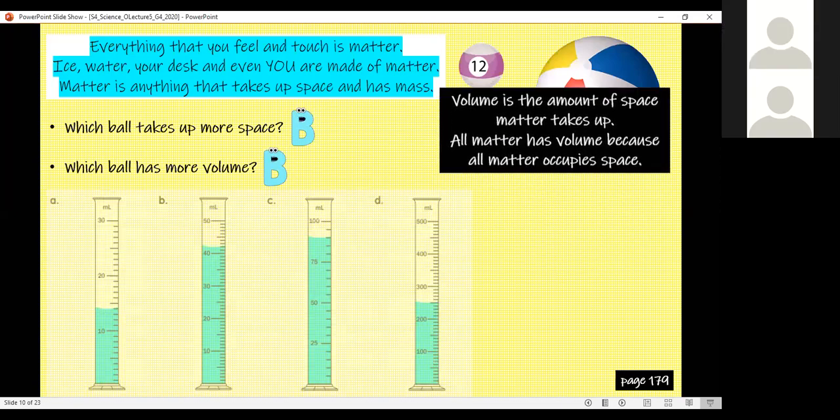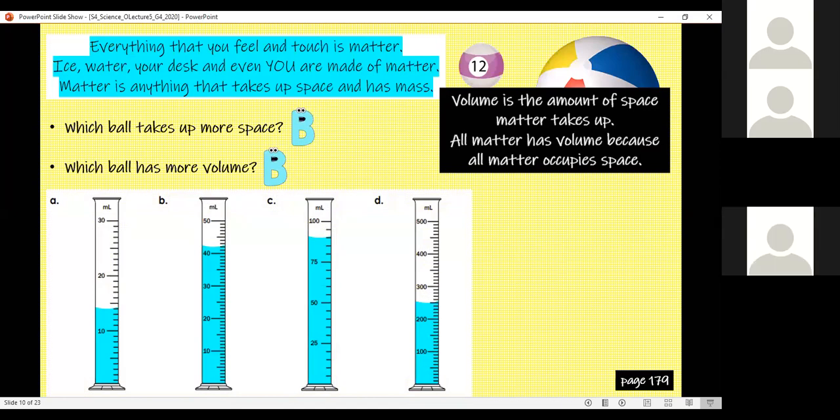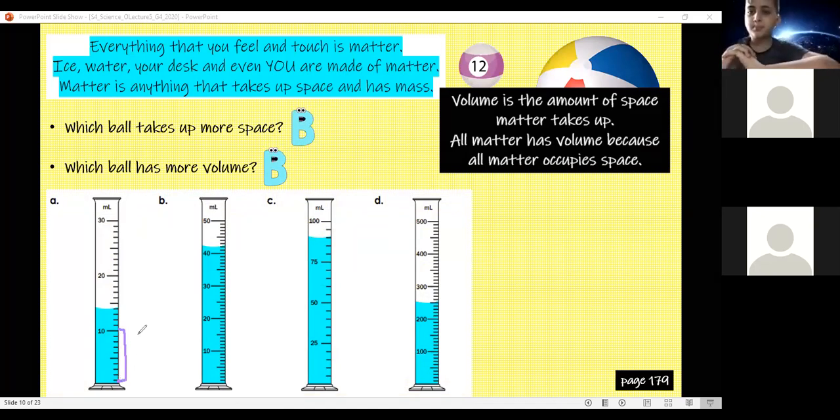Will you help me do this now? What's the volume of the liquid in the first graduated cylinder? The first one is 14. The second one is 42. The third one we have is 78. We have here 10 lines. So each line is equal to 1 milliliter. So the volume of D is the correct answer, D.